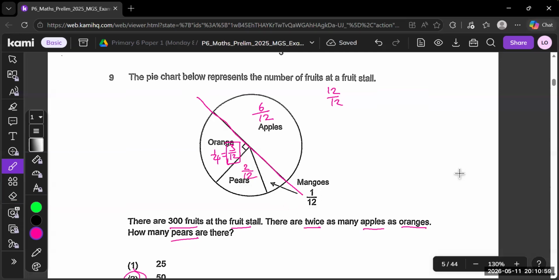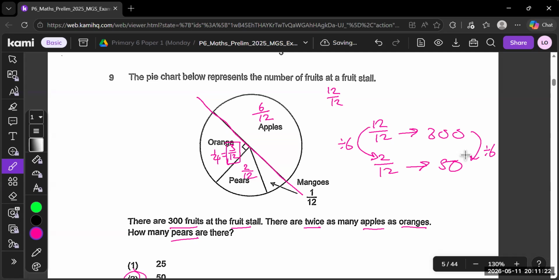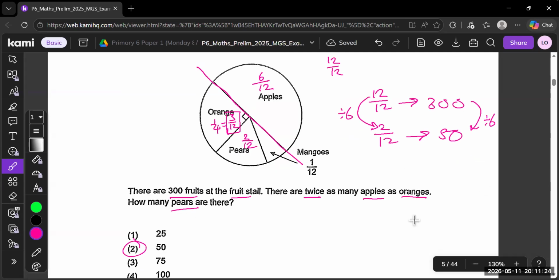So now you can see every part of the pie has a fraction. So you have 12 over 12 is all the fruits. Can you find how many pears, which is 2 over 12? Can you do jumping? 12 become 2. 12 divided by 6 become 2, right? Then the other side, you also divide by 6 and you get 50. Okay? So the answer is what? The answer is number 2.